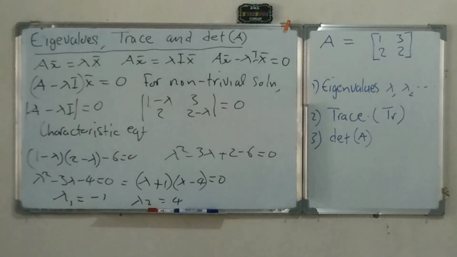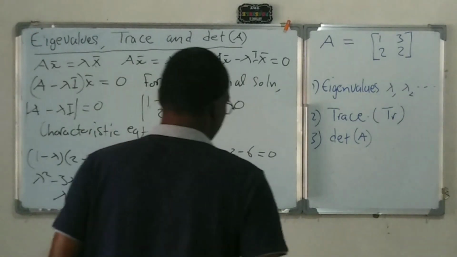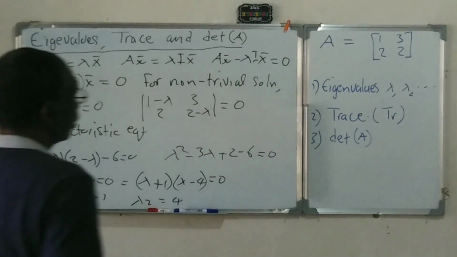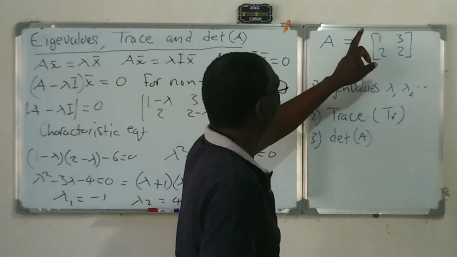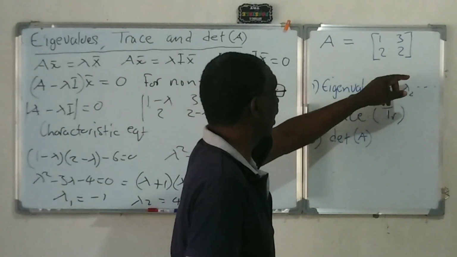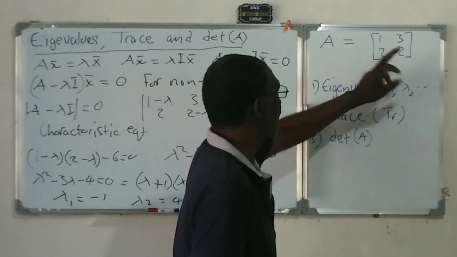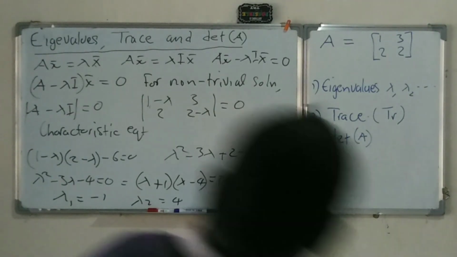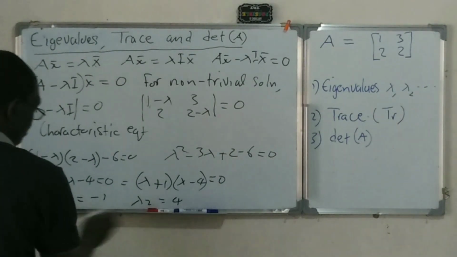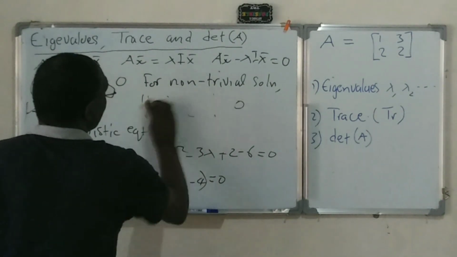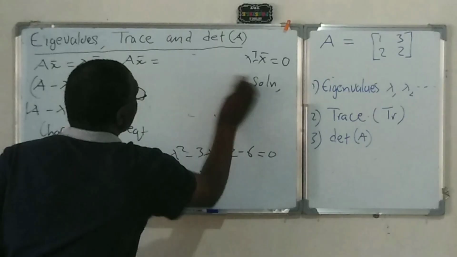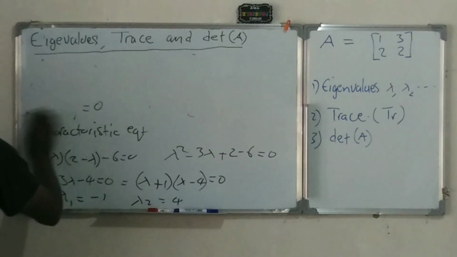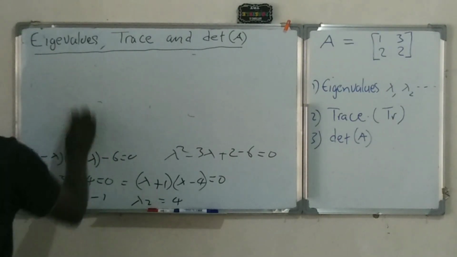Now, let's see what happens to the trace. What is the trace? The trace of a matrix is the sum of the elements in the leading diagonal. This one here and this one here. Let me just quickly rub this out. We don't need this, we need the eigenvalues. So the next thing we want is the trace. Now the formula for the trace, we can just quote it here.